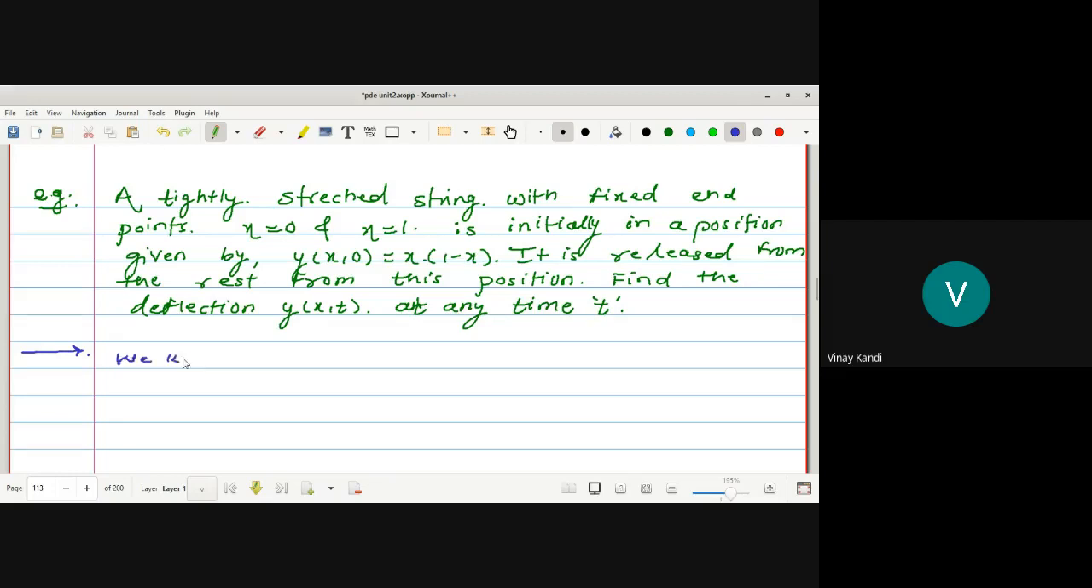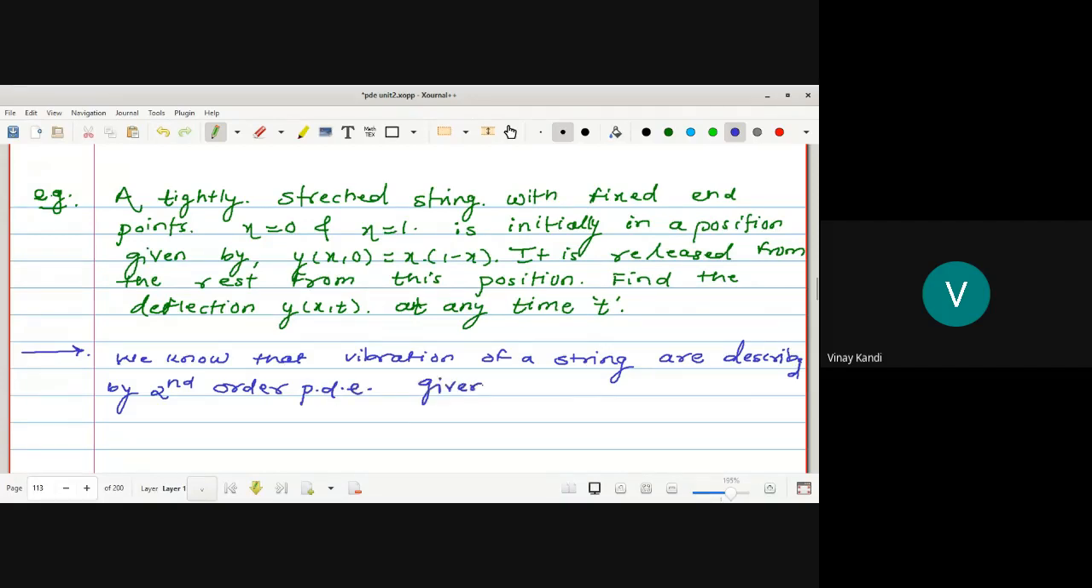We know that the vibration of a string is described by a second order partial differential equation, and it is given by y_xx equals 1 upon c square into y_tt. Here x is running from 0 to 1, because x equal to 0 and x equal to 1 are the fixed points, and time t is greater than 0. Give it as equation number 1.